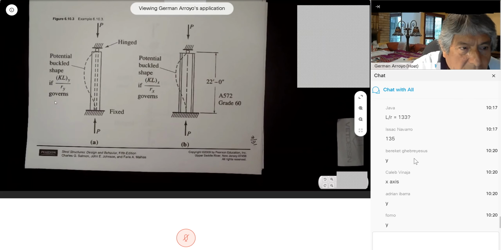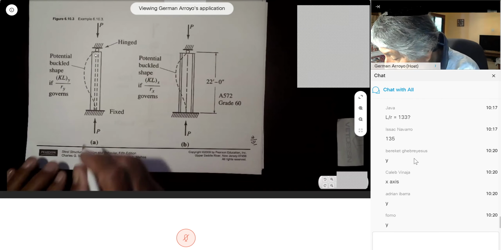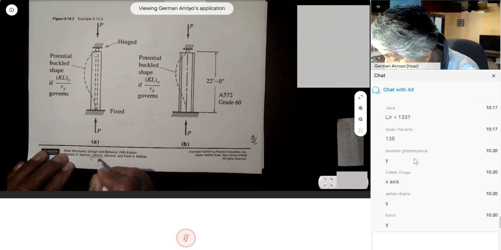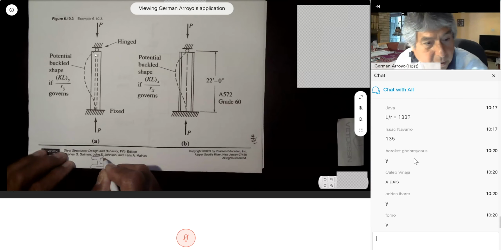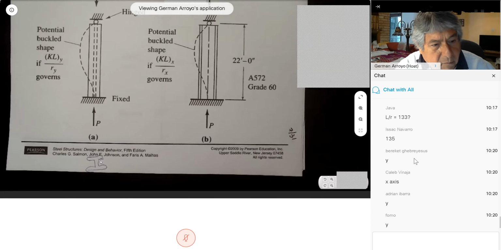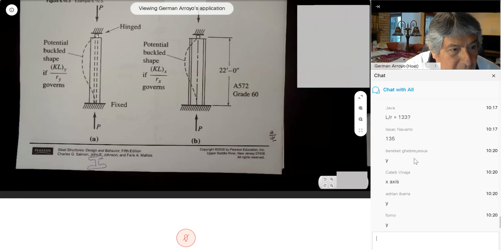And if you look at this different view, if you look at what we had in here, you see this dotted line? That is the web. And this is the flange. So we're looking at this shape. We're looking at this. So this is buckling about the weak axis. You can see the column here buckling about the weak axis.